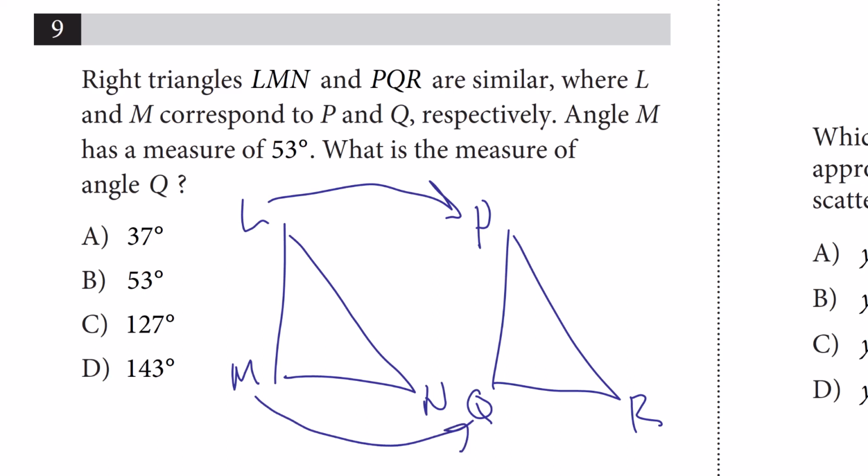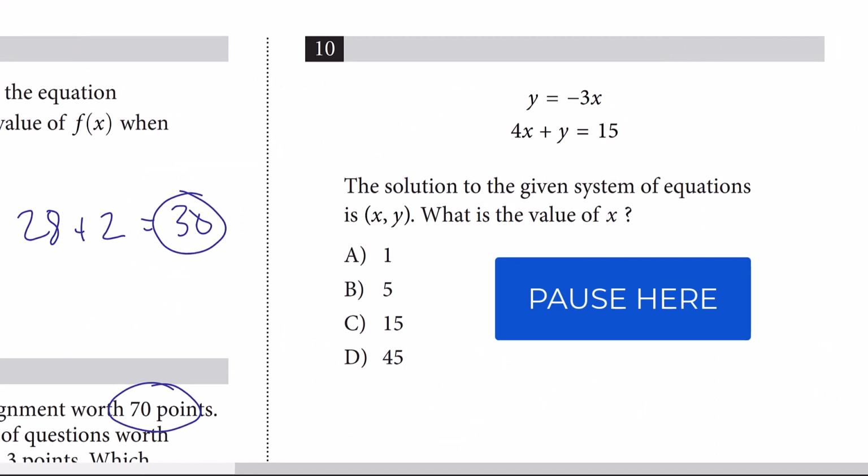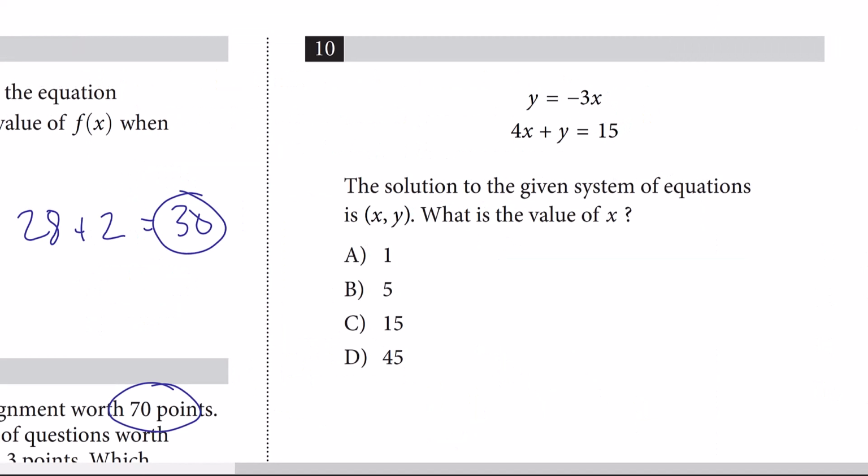Angle M has measure of 53 degrees. So this has got a 53 degree measure here. What is the measure of angle Q? So we're looking at this angle. Now I'm going to point out they cannot ask you about angles L or N or P or R because we don't have any values for that. So the only answer it could be is 53 as well, because Q and M are going to be similar angles. Question number 10. Go ahead and pause the video and try this question on your own.